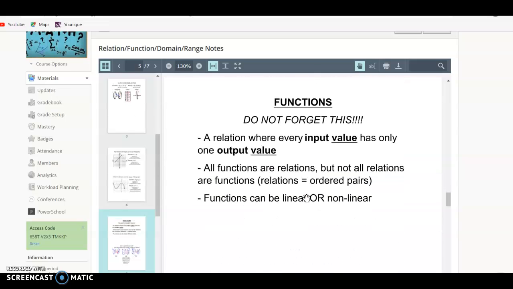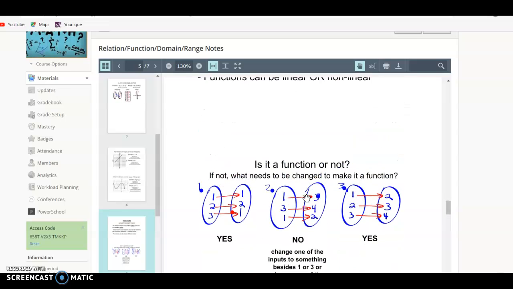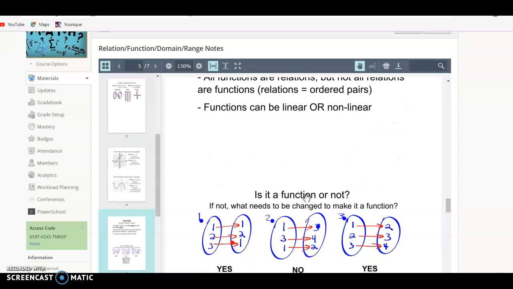So functions. Don't forget this. A relation is where every input value has only one output value. All functions are relations, but not all relations are functions. Relations are ordered pairs. So functions can be linear or nonlinear. Let's look at these examples.